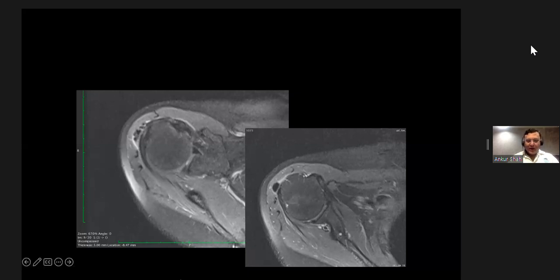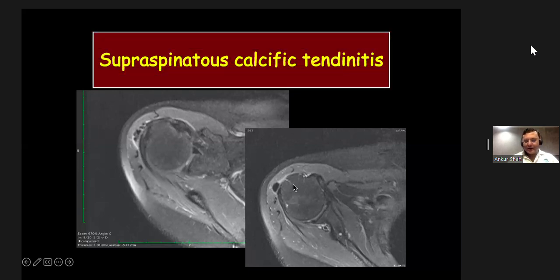The other abnormality which you might come across many times is these areas. So you might see subtle areas of hypointensity in the supraspinatus tendon. Again, the tendon may be intact. You might not see any discontinuity of the tendon. The only abnormality that you will see is such hypointensity, and that suggests it is a focus of calcification. You will see it as hypointense on both the T1 weighted as well as the T2 weighted images.